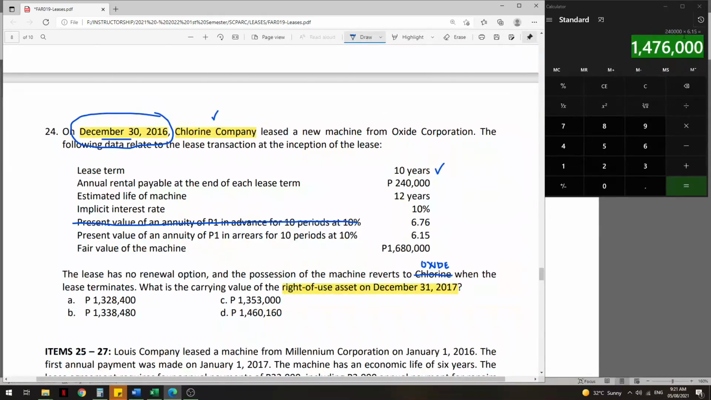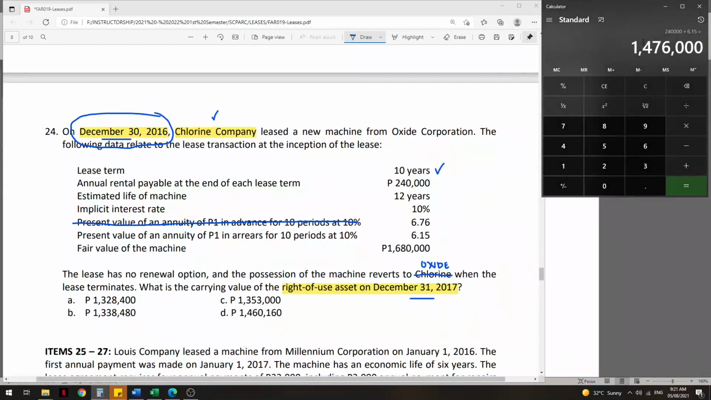So we will depreciate 1,476,000 over 10 years. And only one year has passed since December 30, 2016 and December 31, 2017. Let me go ahead and use my calculator. I will commit this one. No, I won't use memory plus. Let's just multiply it by 9 years remaining over 10 years total. So, multiplied by 9 over 10. That means, this is the amount after depreciation.